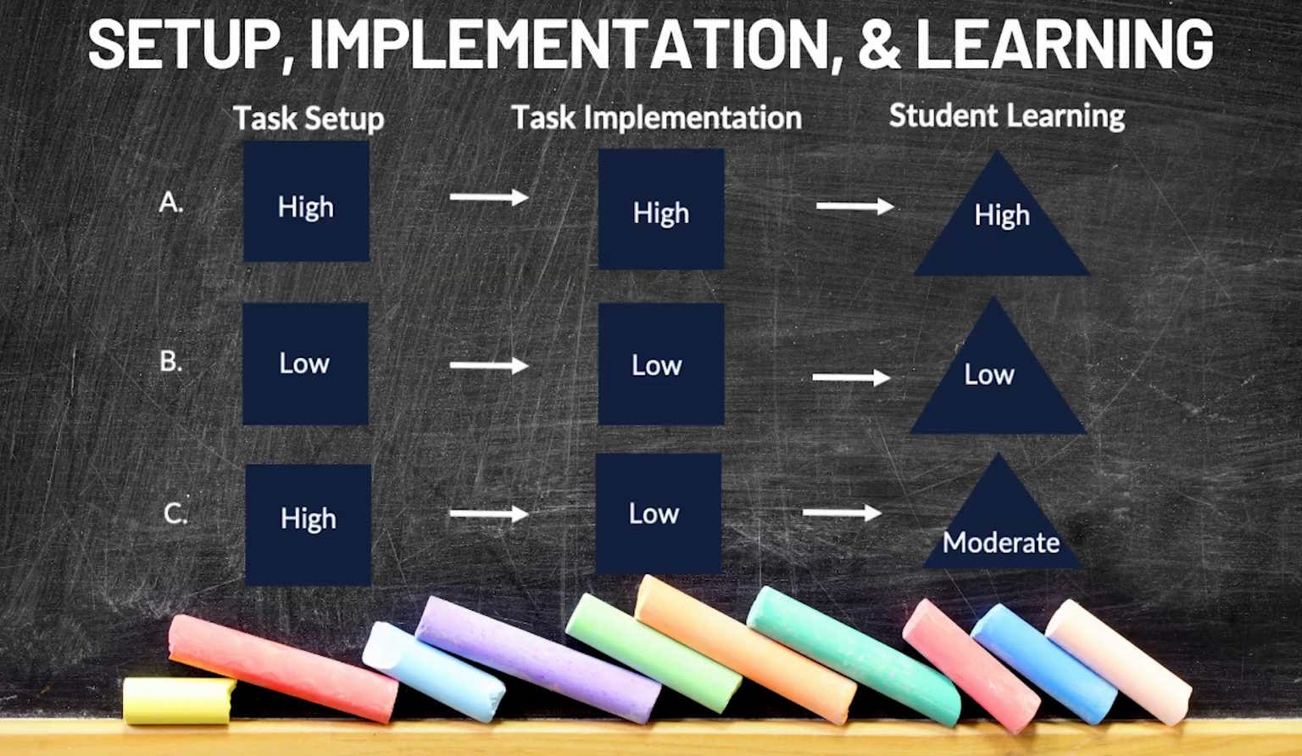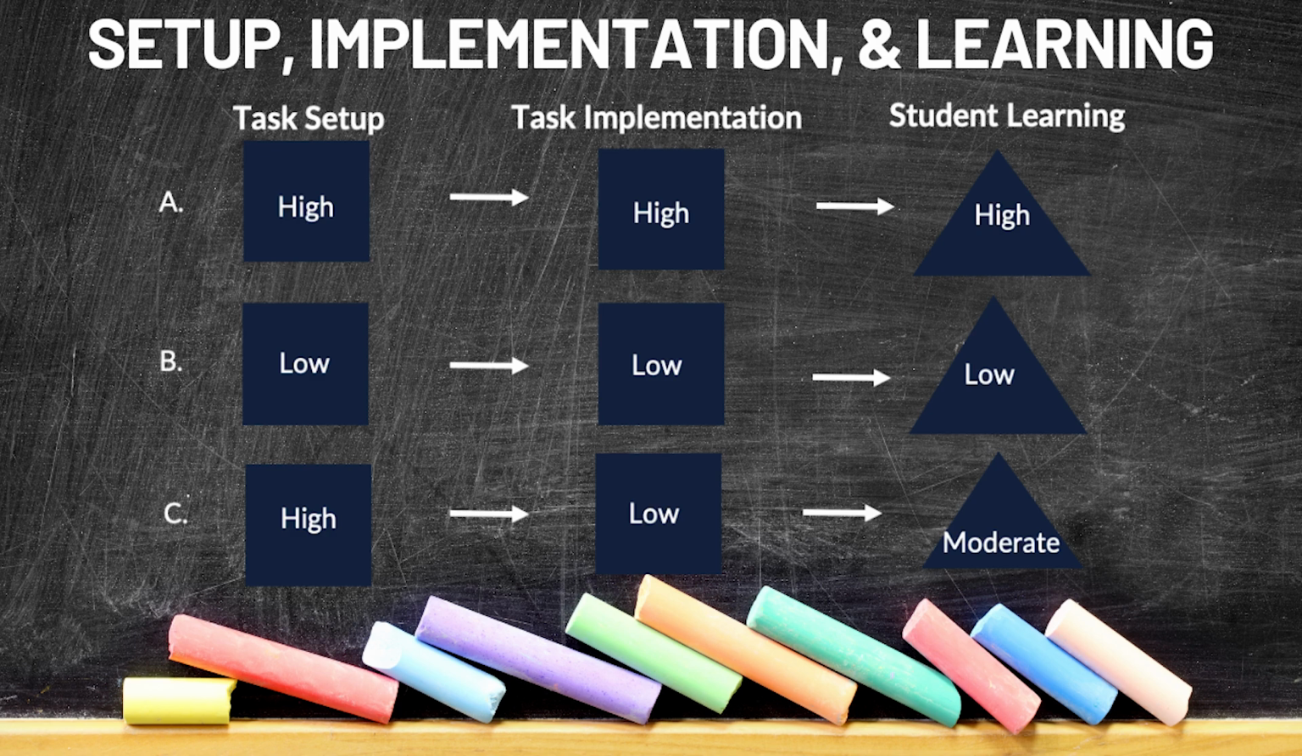Now, if you're using a low-level task, remember that first one where we're just adding two numbers? A low-level task, you can't make it a quote-unquote high-level task through implementation. You're going to get low student learning. Why? Because it's a low-level task to begin with. There's not a lot of problem solving in it. And then what sometimes happens with a lot of us, I'm putting myself in here, is we take a great task and we water it down through implementation. We're going to get moderate student learning.